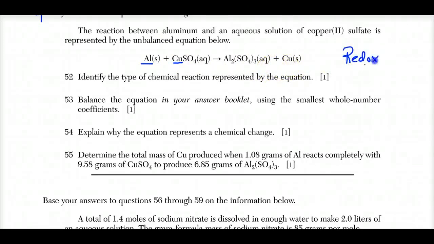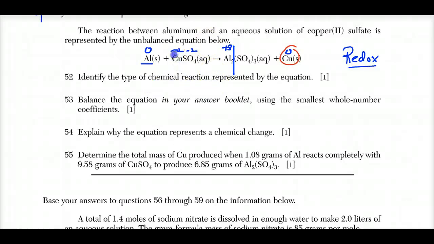Another way to look at a redox reaction is to see if the oxidation numbers are changing. Standalone elements are 0, so copper is 0. Therefore, I know sulfates from table E are -2, copper is +2, aluminum can only become +3. So you can see that aluminum is going from 0 to aluminum +3, and copper +2 is going to copper 0. Oxidation numbers are changing, therefore electrons are being passed around, and this is a redox reaction.